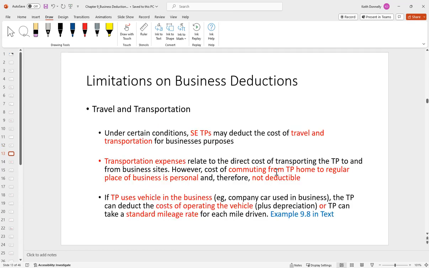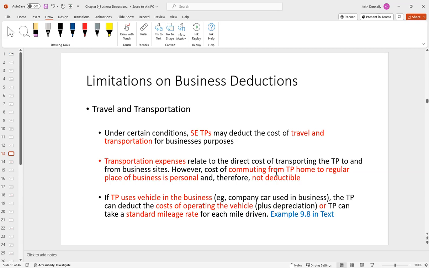All right, next one here, travel and transportation. So as we have here, under certain conditions, self-employed taxpayers, so think one-man show who runs their own business, may deduct the cost of travel and transportation. Okay, so what's the framework to set up here? The general rule is commuting to your principal place of business is not deductible, right? Say that you are a painter. You have a little shop where your customers come in, and you deal with them. Every day you drive to and from work, commuting to the principal place of business, no deduction for that, okay?